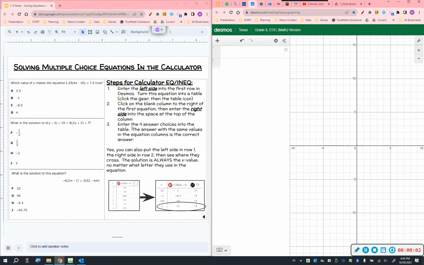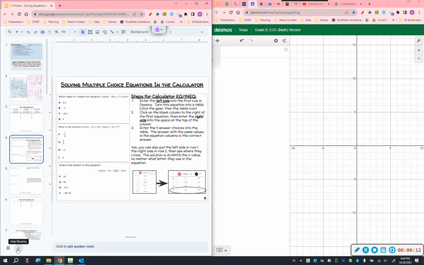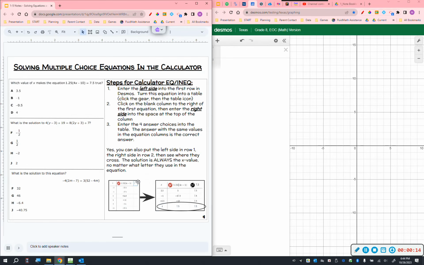All right, so I want to take a minute here to talk about how we solve equations and inequalities in the calculator. There are some instructions here on this page in your notes, which I believe is page 4. This is about how to solve equations in the calculator. There are 2 ways to do it. The way I like, the easiest way, is the one I'm going to show you. I can show you the other one, which is these instructions here on the left.